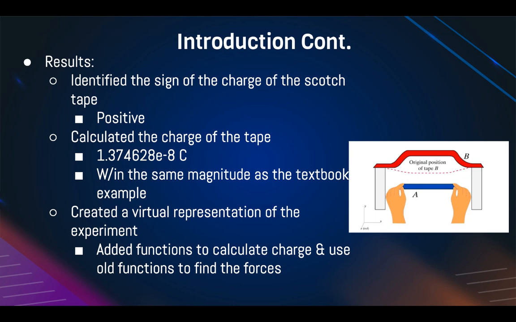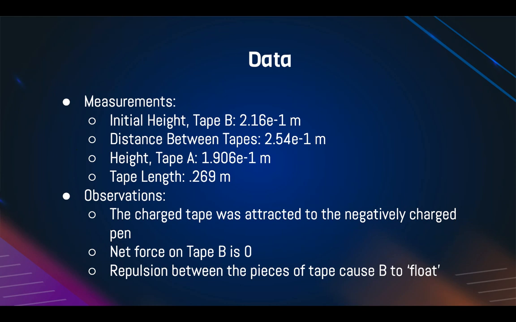Results. I identified the sign of the charge of the Scotch tape to be positive. When I calculated the charge, I got 1.374e-8 coulombs, which was within the same magnitude as the textbook example. And I created a virtual representation of the experiment in Python by adding functions to calculate charge and using previous functions from old labs to find the forces.